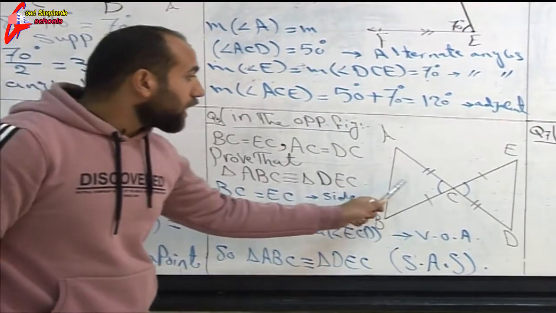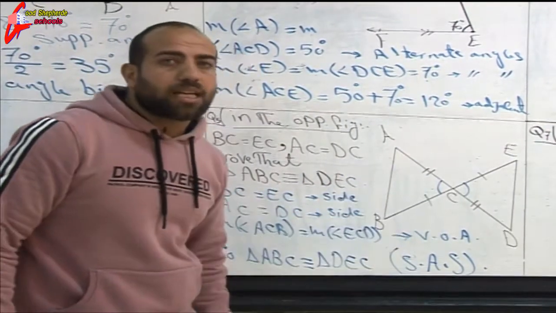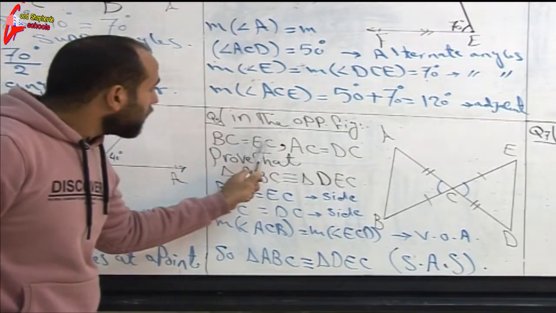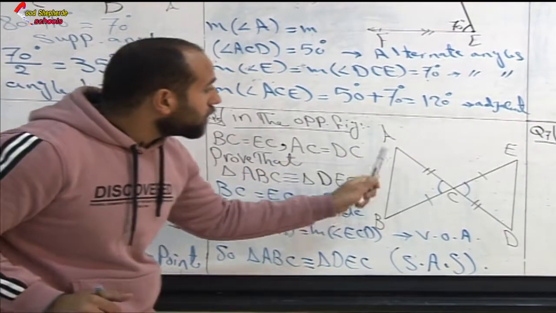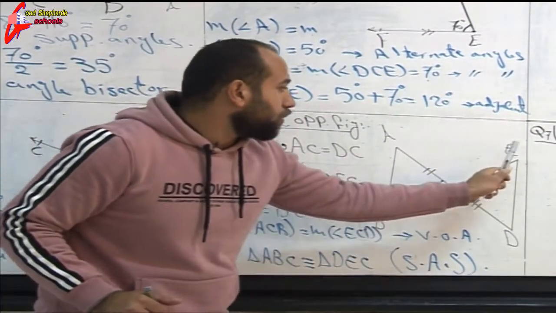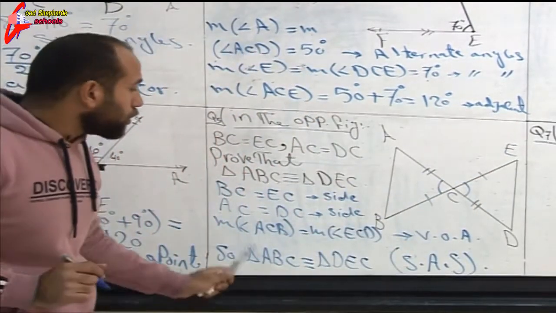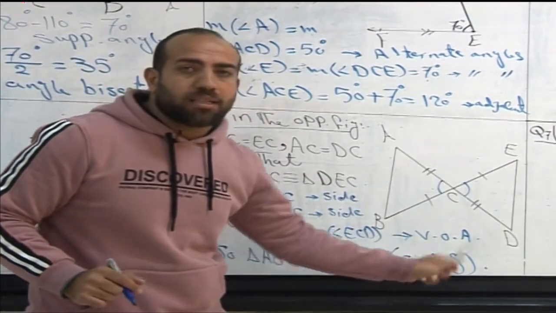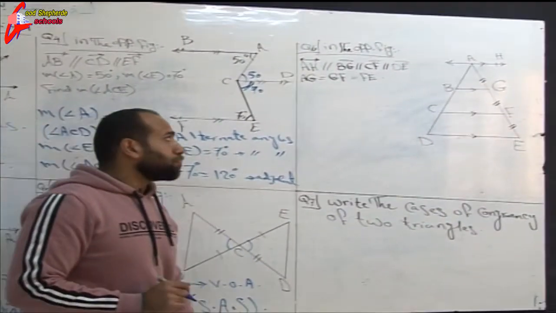Okay, so in this case we have used SAS, two sides and the included angle, because he gives me BC equals EC, side, AC equals DC, side, and I get measure of angle ACB equals measure of angle ECD because they are vertically opposite angles. So I can say the two triangles are congruent, side, angle, side. Now let's move to question number 6.